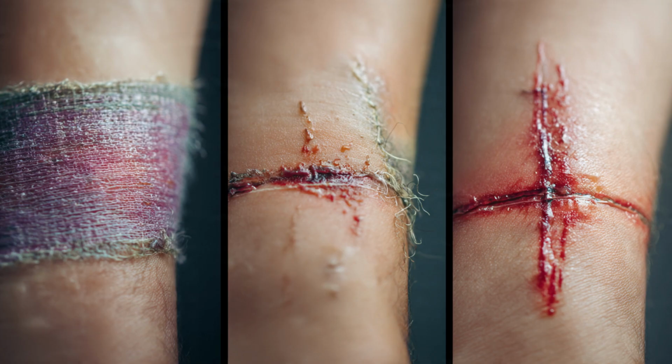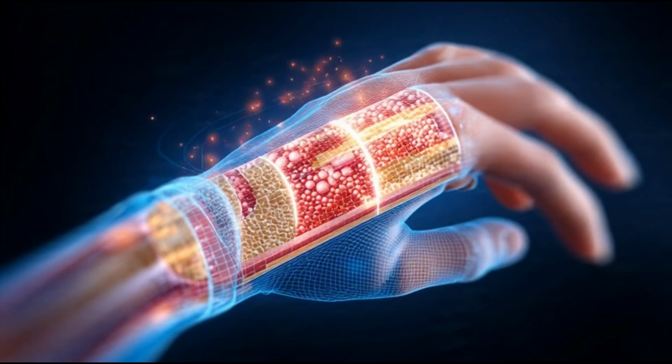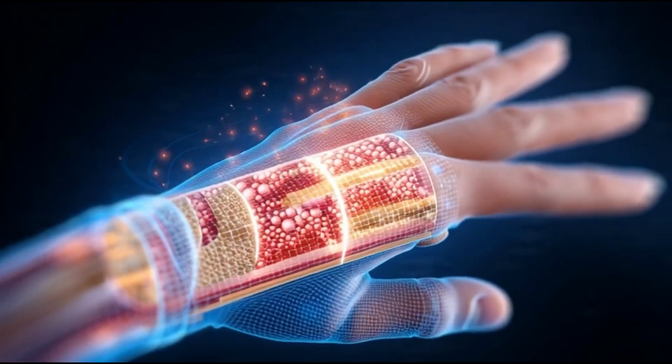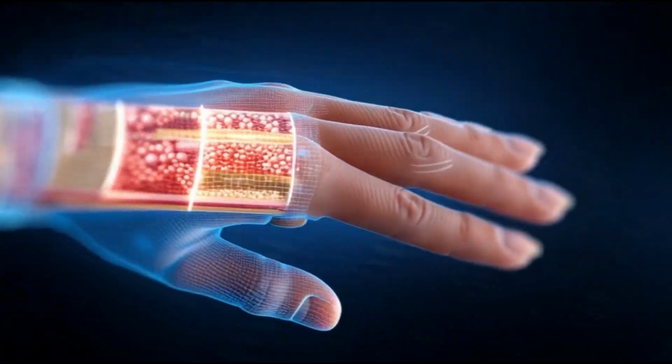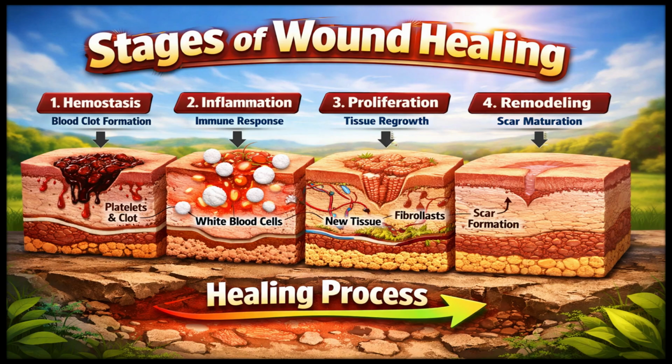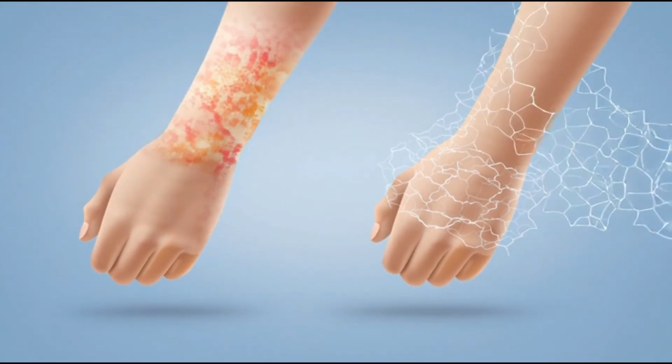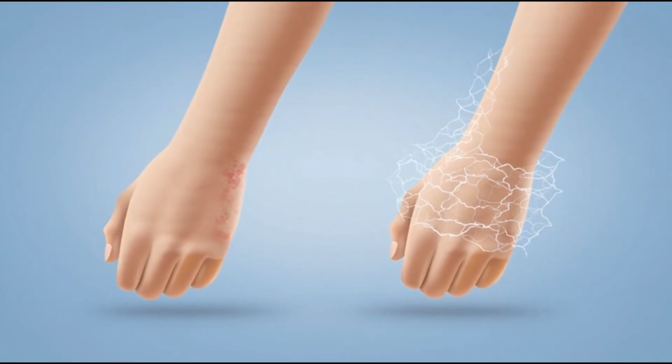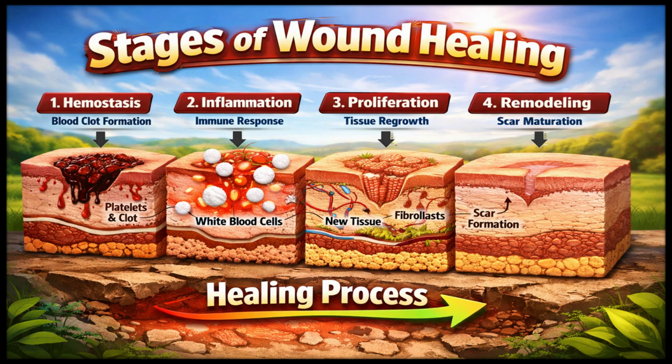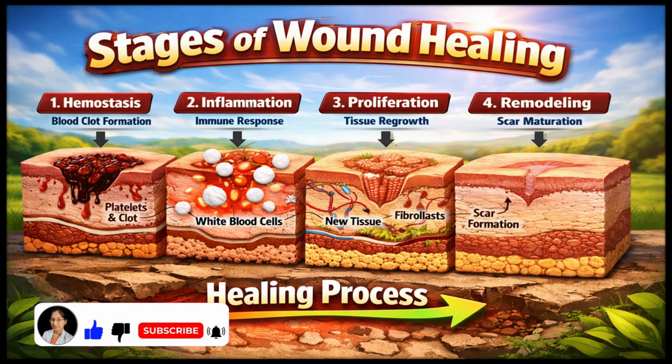Have you ever noticed that when you get a cut, your body automatically starts repairing it without you doing anything? Within seconds, your blood stops. Within hours, your body fights infection, and within a day, new skin starts forming. But how does this happen step by step? And what if this process fails? In this video, you will understand the complete science of wound healing in the simplest way possible.